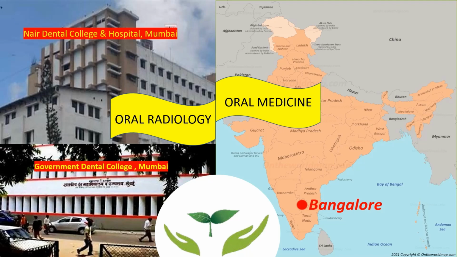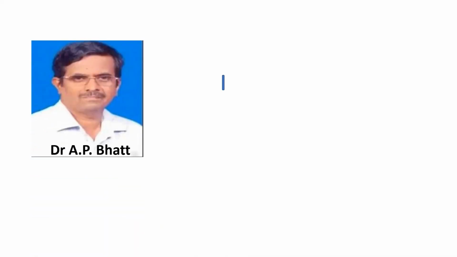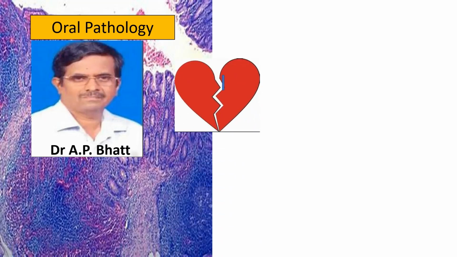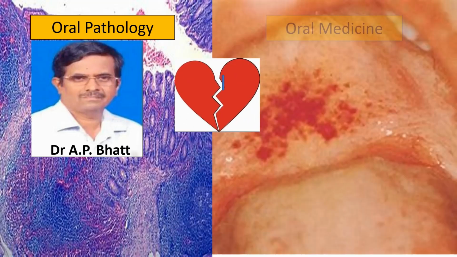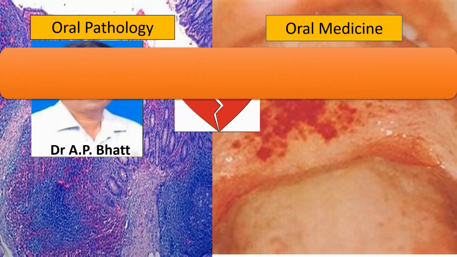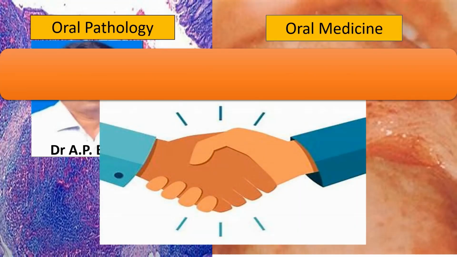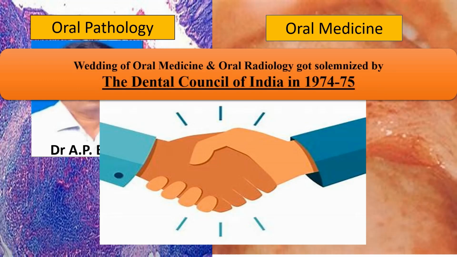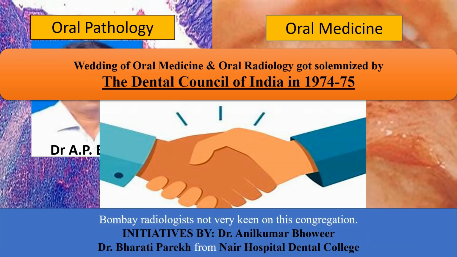The question arises: who was doing oral medicine practice in Bombay? Well, the oral pathologists like Dr. A.P. Bhatt were at work. A truly torrid affair existed between oral pathology and oral medicine. The alliances were ready and it was time to conjugate. To everyone's surprise, the wedding of oral medicine and oral radiology got solemnized by the Dental Council of India in 1974-75. The Bombay radiologist was not very keen on this congregation and remained quite aloof.